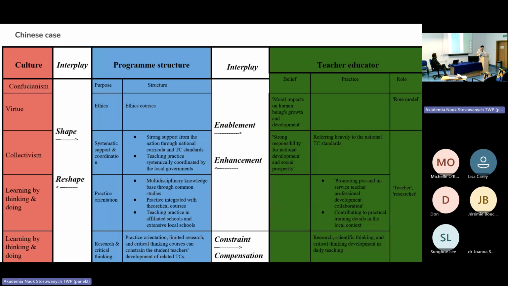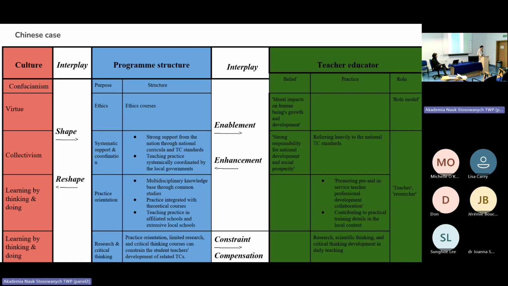In contrast, the Chinese case reveals a different configuration. Confucian ethics shapes the cultural purpose of teacher education as moral and social responsibility. This cultural logic is supported by strong national structures, including detailed teacher competence standards and systematic coordinated practicum. Educators are positioned as ethical role models operating within a practice-oriented system. But while structure here ensures coherence, it can also limit critical thinking and innovation. Teacher educators respond by drawing on cultural values and institutional norms to mediate constraints, for example, by contributing to local practicum design or infusing ethical reasoning into policy-driven instruction.